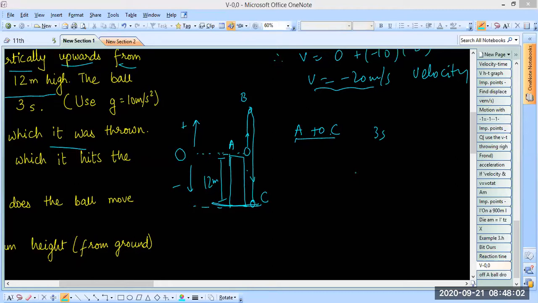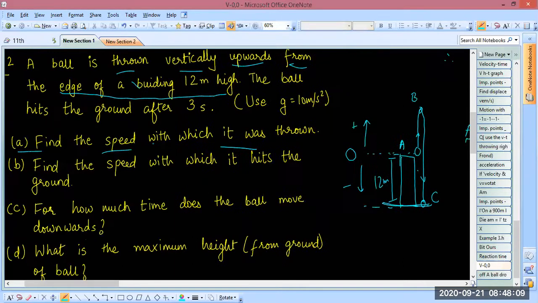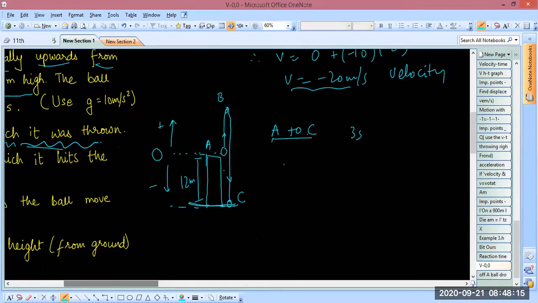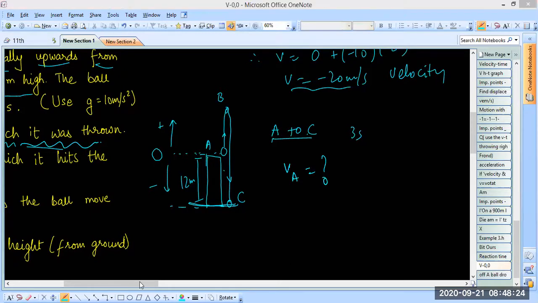At which point is it said? Point, not interval. This is quite clearly speed with which it was thrown. That means when you throw it, what was its speed? So it was thrown from A, right? So this is our question, right? Clear, everyone? This is our question. Yes, at point A.